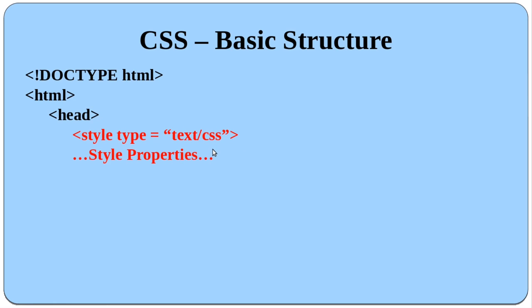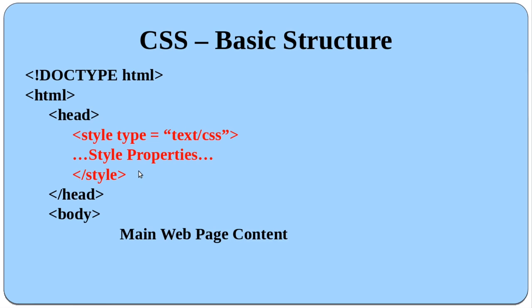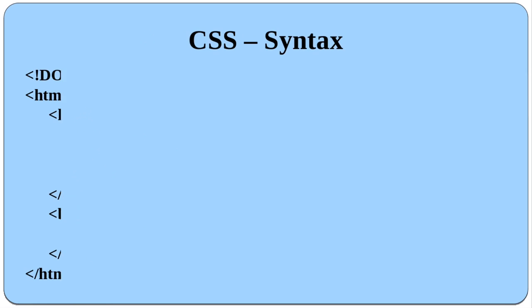Now you implement properties to give various styles. Then style tag is closed. Then head tag is closed. So under head section, you implement styles to various HTML elements. Then body tag. Here main web page content goes, body tag closed, HTML tag closed. So this is the basic structure of CSS.